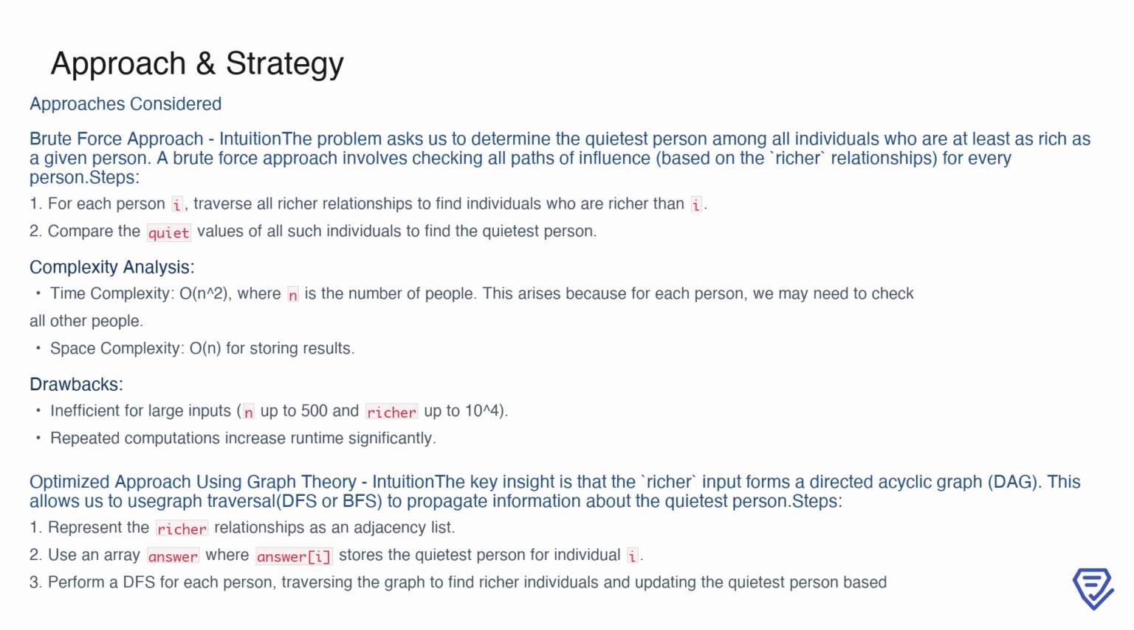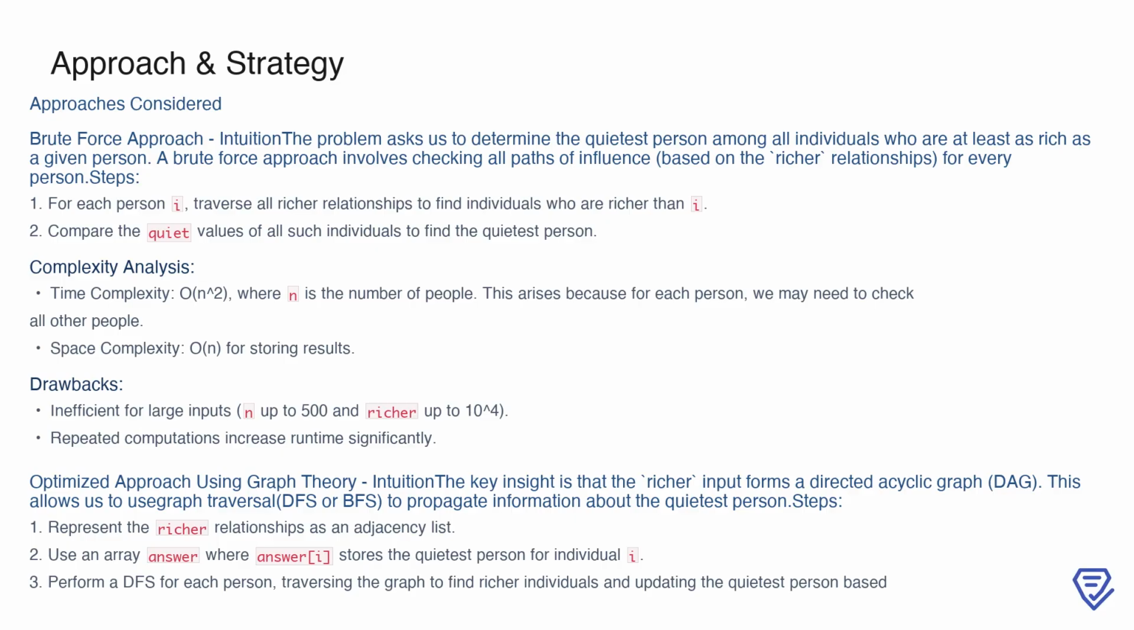To approach this problem, we first consider a brute force method. The intuition behind this is straightforward. For each person, we traverse all the richer relationships to find individuals who are wealthier than that person. Once we identify this group, we compare their quiet values to determine the quietest person.